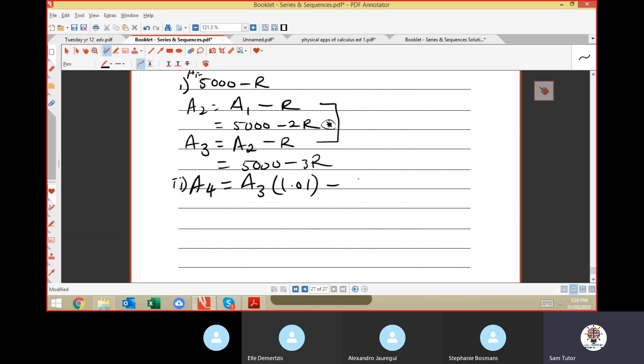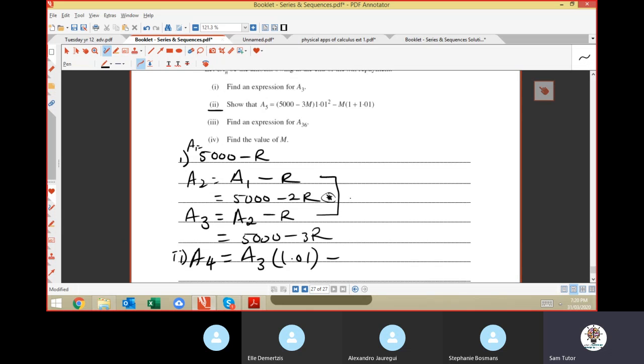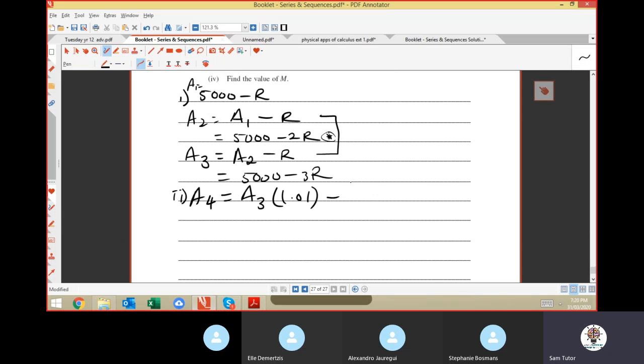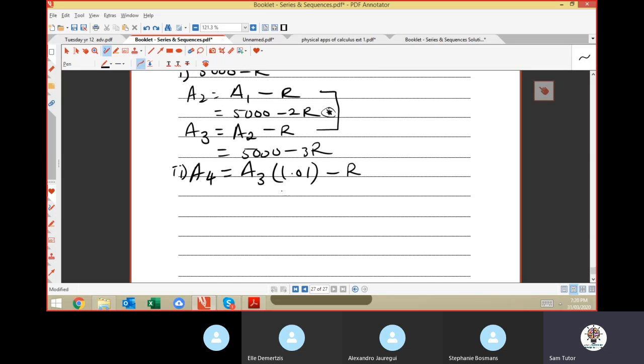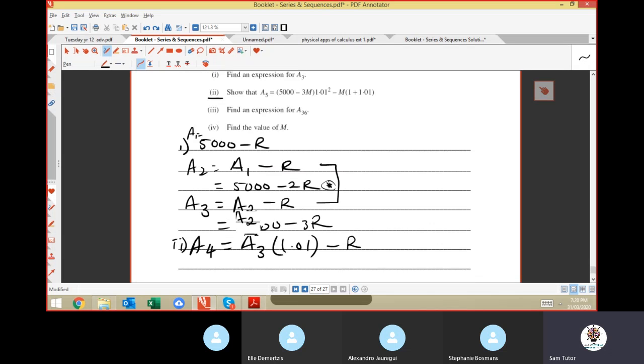And then minus what? Just quickly. And if you're wondering where 1.01 comes from, it's a show question, so they've pretty much told you it anyway. Okay. And then once you do A4, you've got to do A5. So expand that, and then hopefully you would have found what was required.